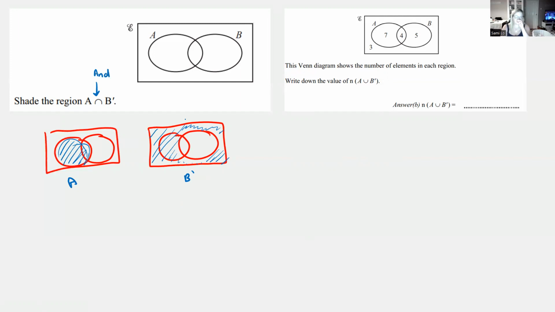So if we look at these, the only thing that is shaded in both is just this section by here, because everything else is only shaded in one of them, so it has to be shaded in both.